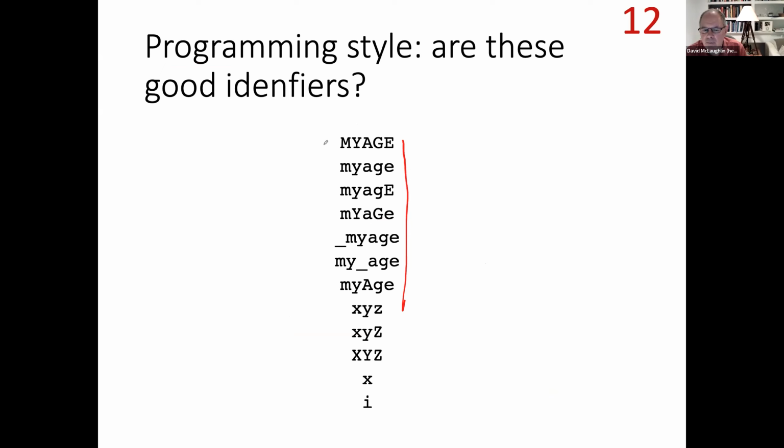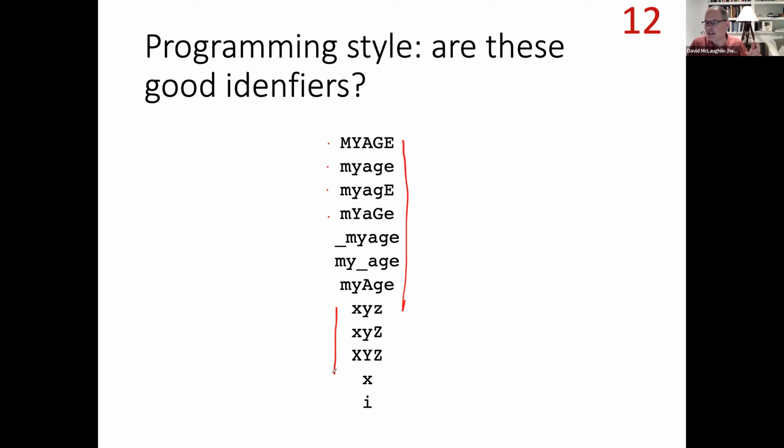My age, all lowercase. I've got a capital E, capital Y. I mean, some of this gets a little silly, but these are all different, right? As far as C is concerned, they're all completely different variables. Just like if you look at XYZ, XY capital Z, capital X, capital Y, capital Z.